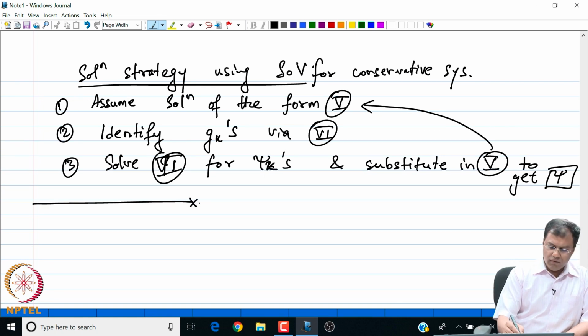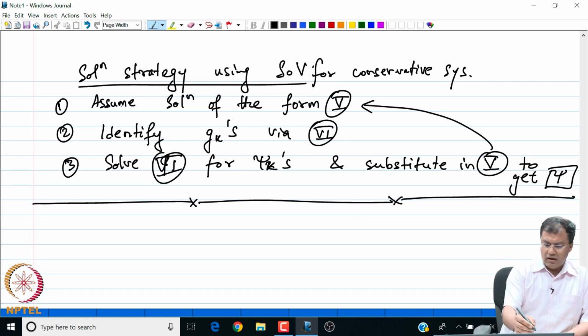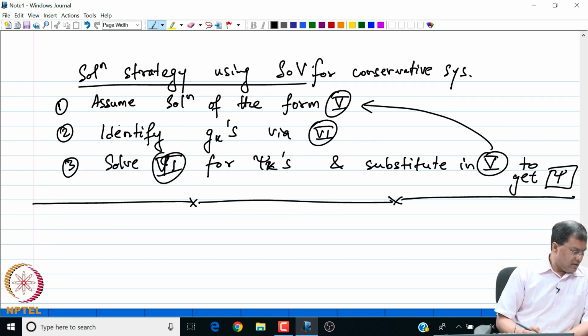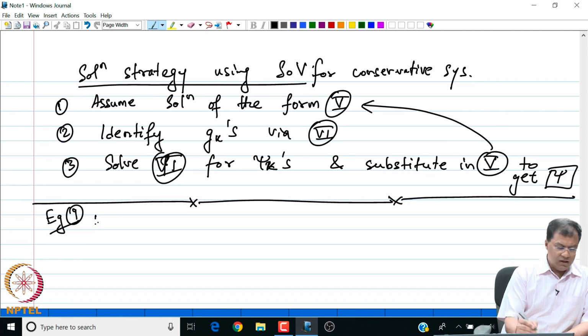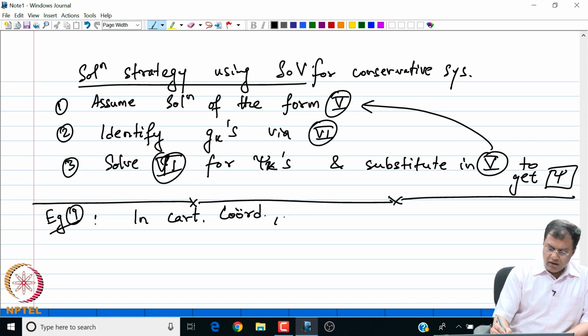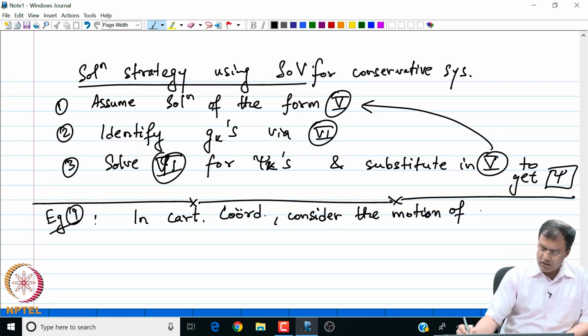So, let us look at one example which involves this solution strategy, right. So, the example is numbered as 9 following our sequence. So, the example is we are solving the problem in Cartesian coordinates, right. We consider the motion of a particle.